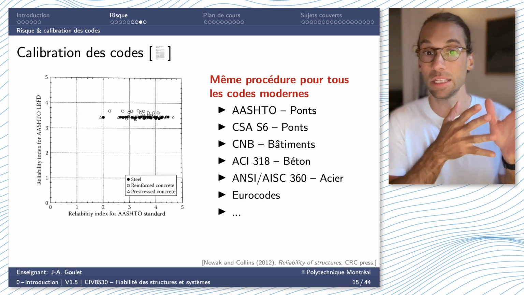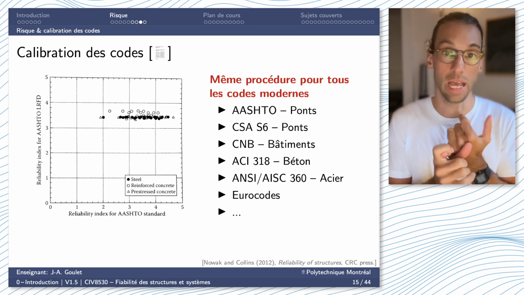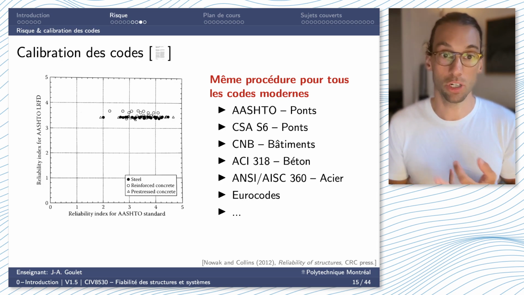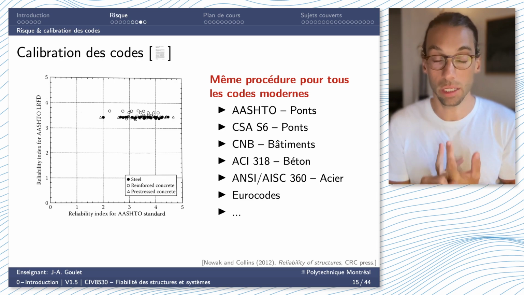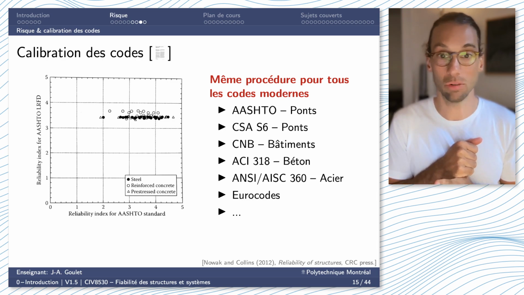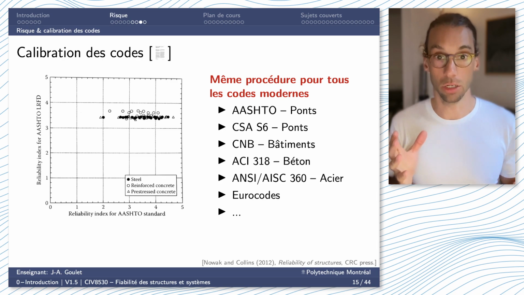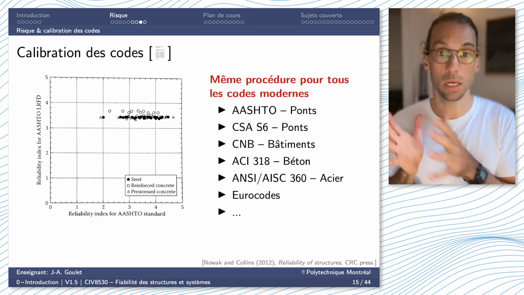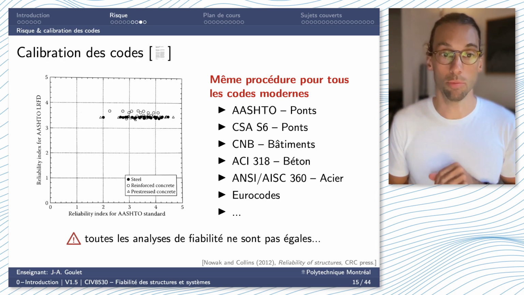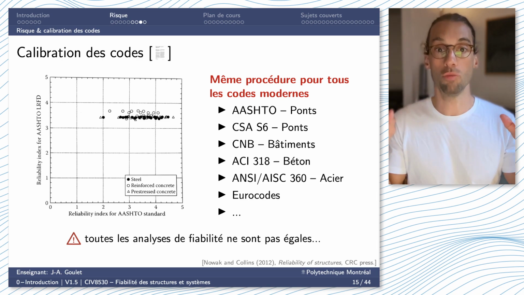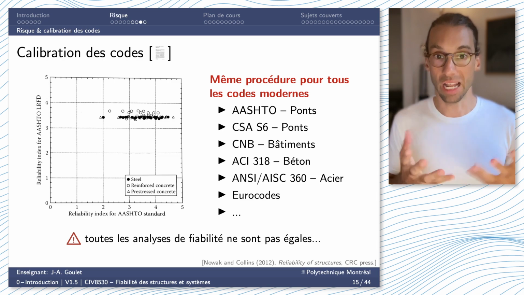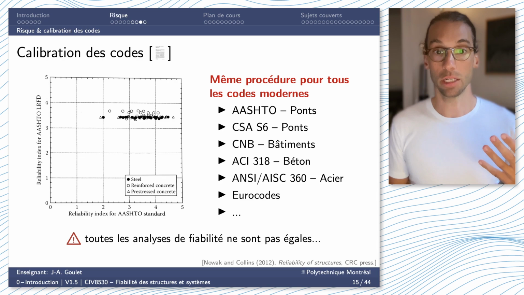And this is the same design procedure for coefficients that is used in AASHTO in the US for bridges, CSA S6 in Canada for bridges, the National Building Code of Canada, ACI 318 for concrete, AISC 360 for steel, and all the Eurocodes. Okay, all the building codes around the world are building their coefficients around that same probability theory to obtain a uniform risk. However, that being said, reliability theory is not only used to calibrate codes, okay?